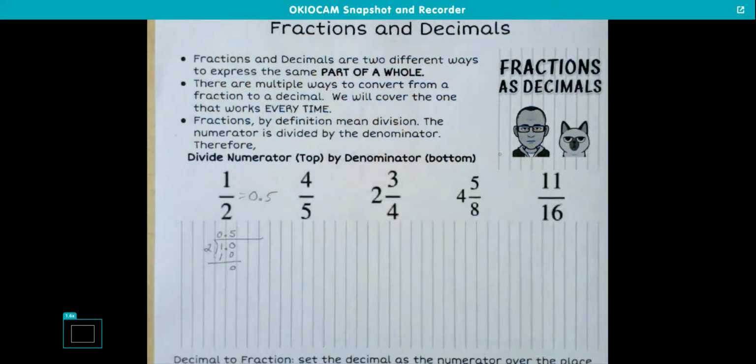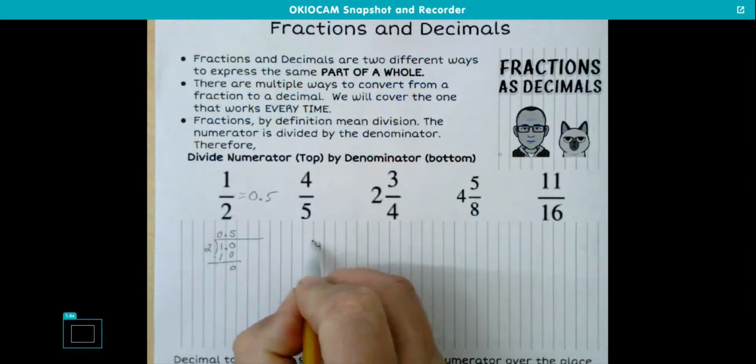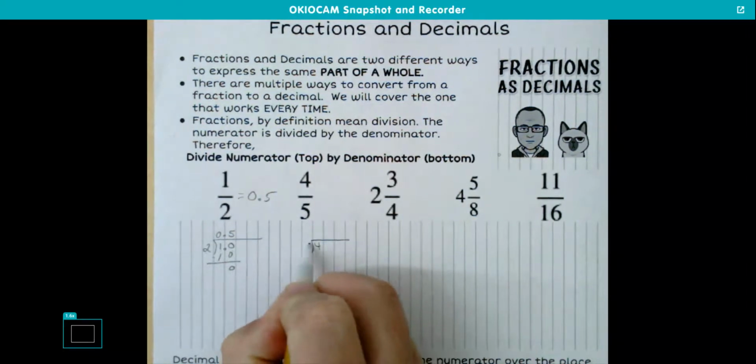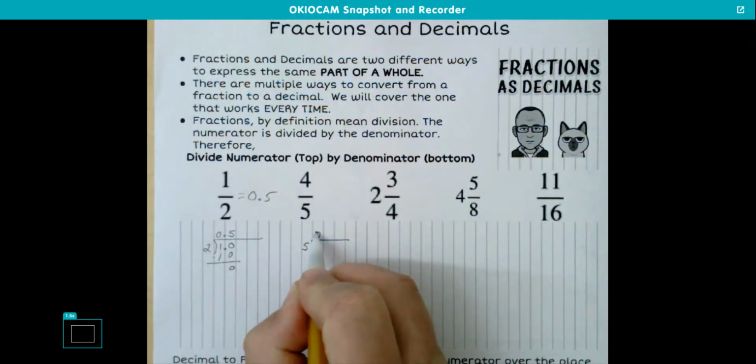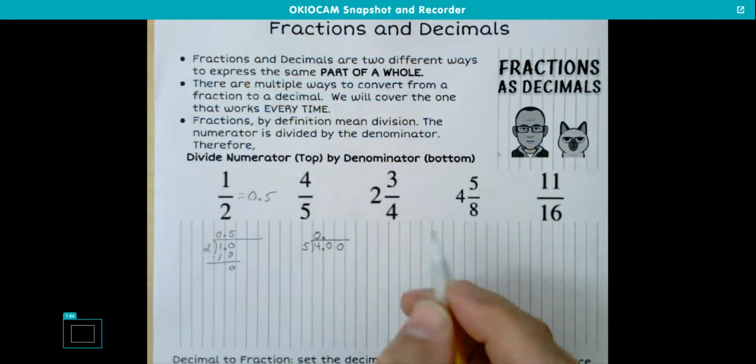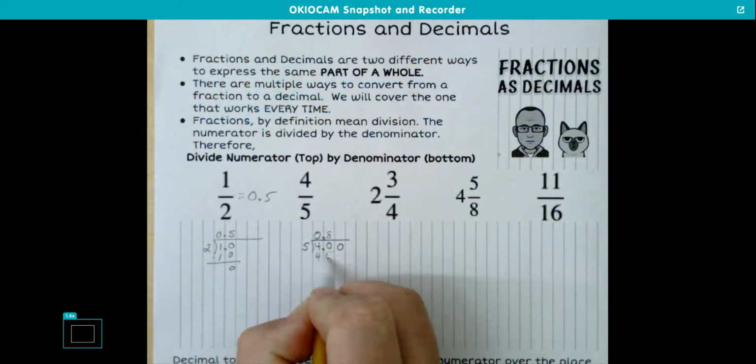Now that one we may have known. In fact, we should know. There are a number of fractions that we should know already as decimals. But if you don't, this is how we're going to find out. Again, we're going to do numerator, in this case 4, divided by the denominator 5. Okay, 5 goes into 4 0 times. Put my decimal point on, bring it straight up, add some zeros on. All right, 5 goes into 40 8 times. 8 times 5 is 40.